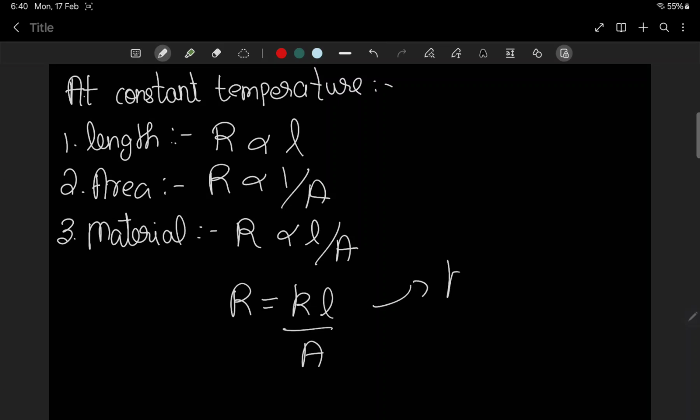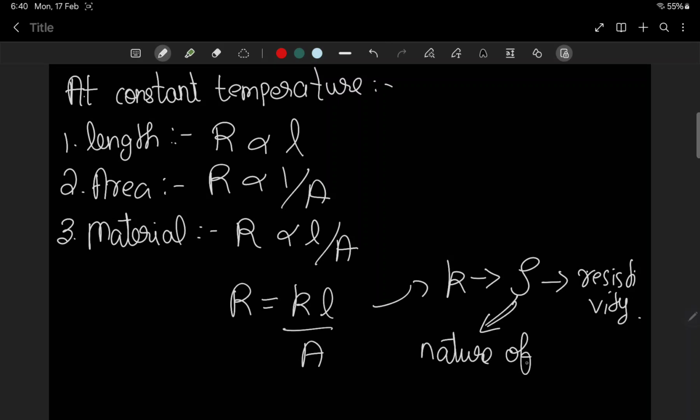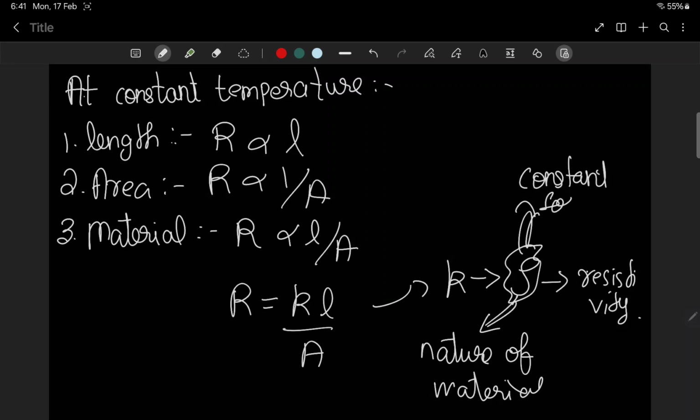This K is given as rho. That is called resistivity or specific resistance. This shows us the nature of the material, like refractive index or dielectric constant, which is constant for a different medium. So at a constant temperature, length, area, and the specific resistance of the material are important to be noted.